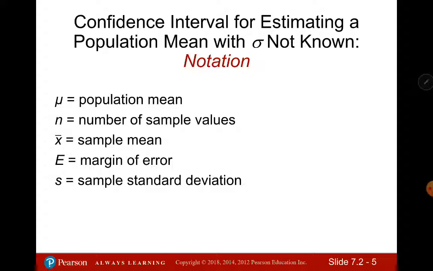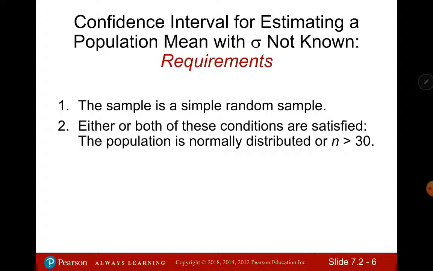Here, all the notations are very familiar to us, right? Mu is, again, the population mean. N is always the sample size. X bar is the sample mean. E is also called the margin of error, but this time the margin of error is not the same as in the previous section. We have a different formula. But again, the sample standard deviation is still denoted by s.